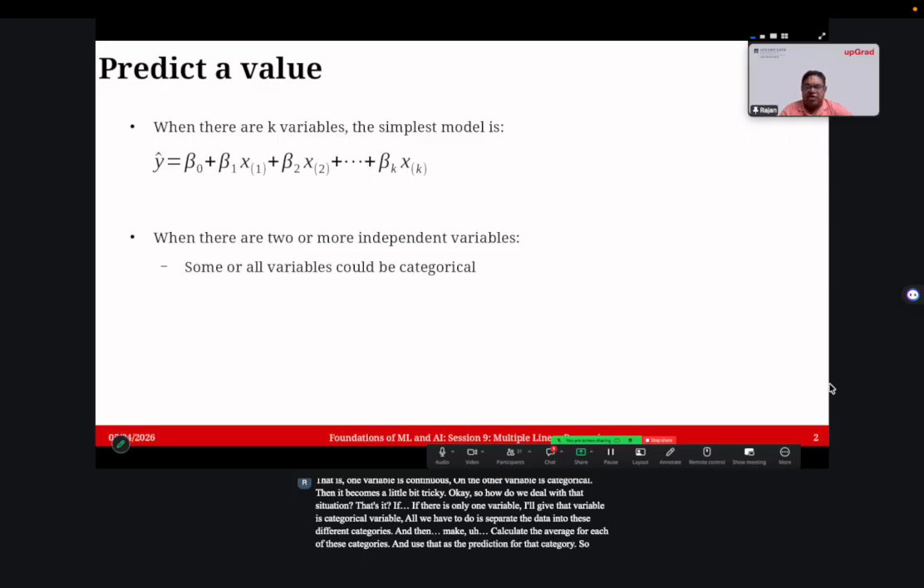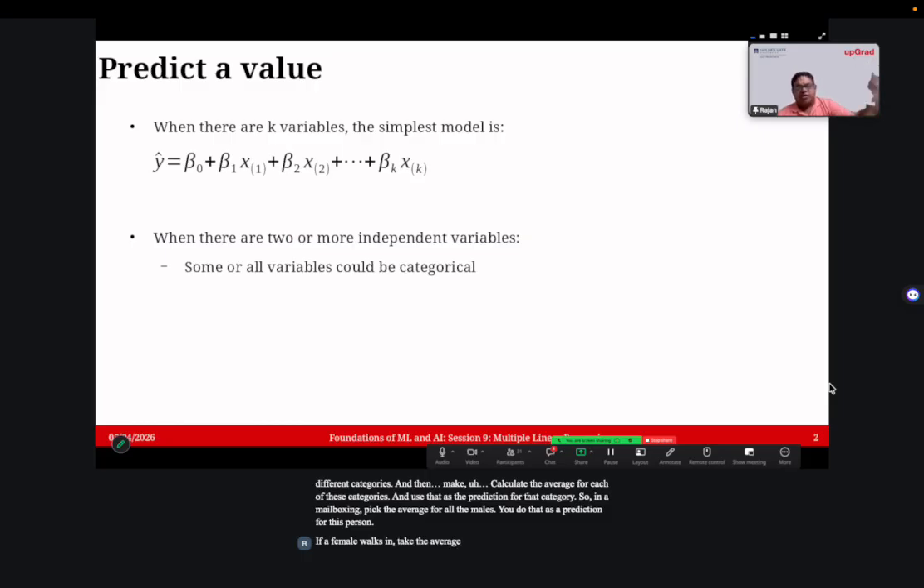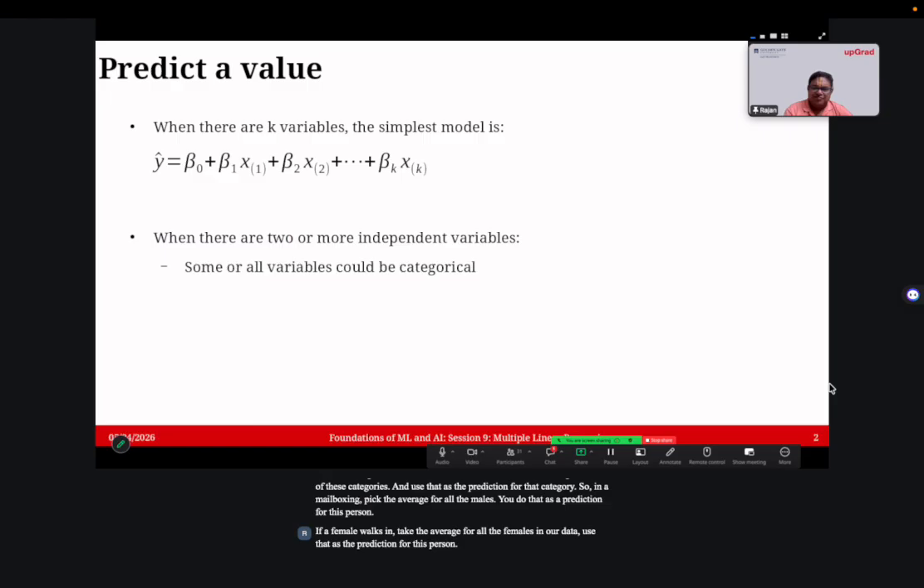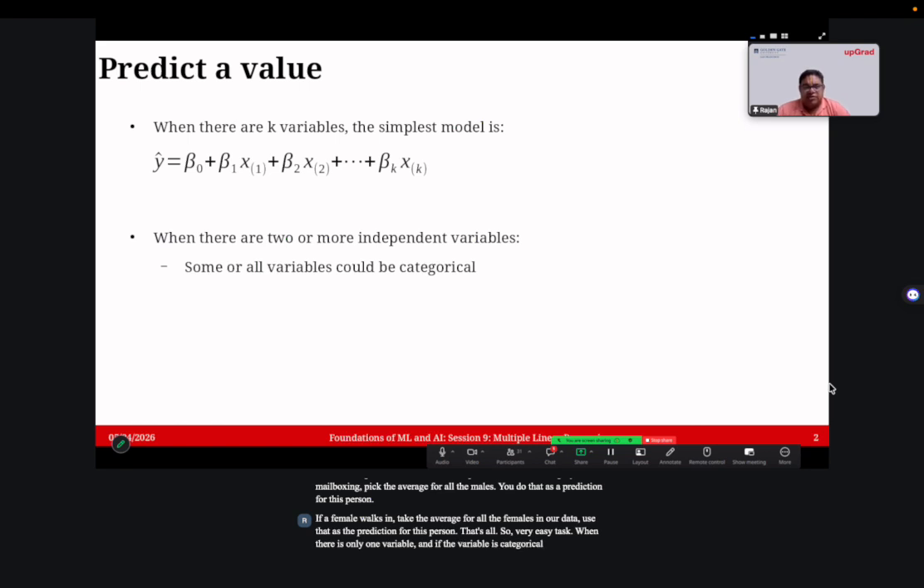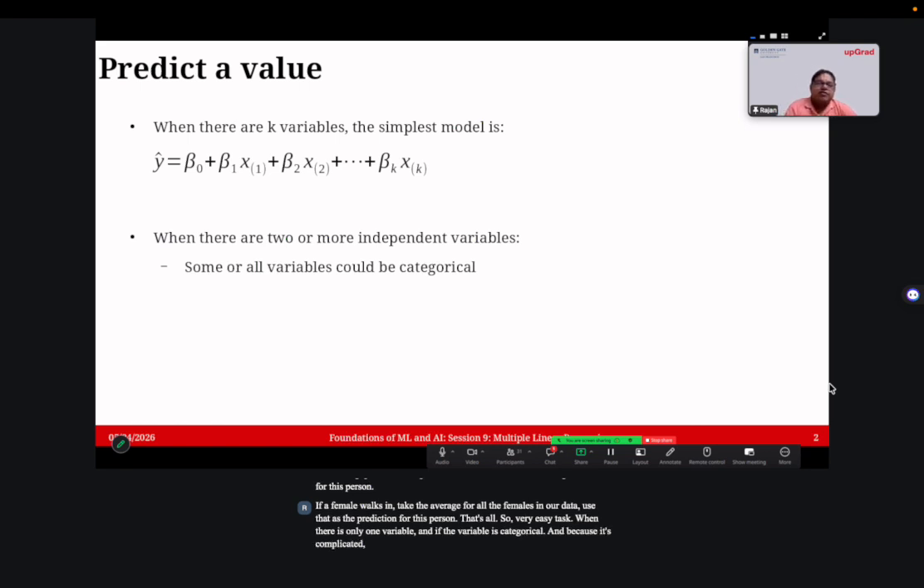We give that as the prediction for that category. So when a male walks in, take the average for all the males, give that as the prediction for this person. If a female walks in, take the average for all the females in our data, give that as the prediction for this person. That's all. So it's a very easy task when there is only one variable and the variable is categorical. It becomes complicated when we have more than one variable and all or some of them are categorical. If all are categorical, again it's easy.